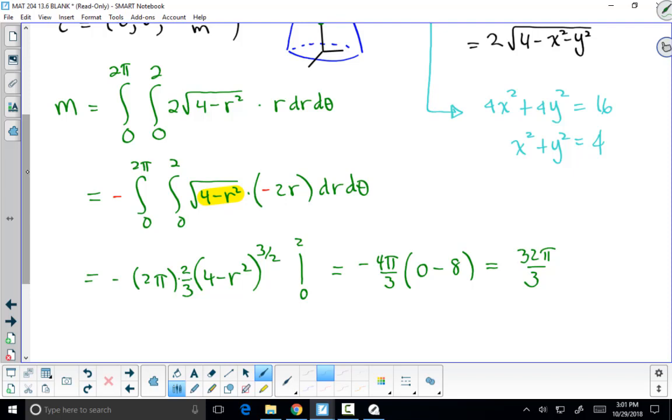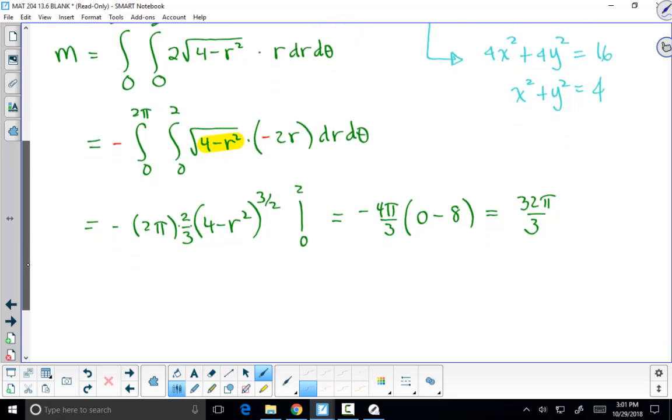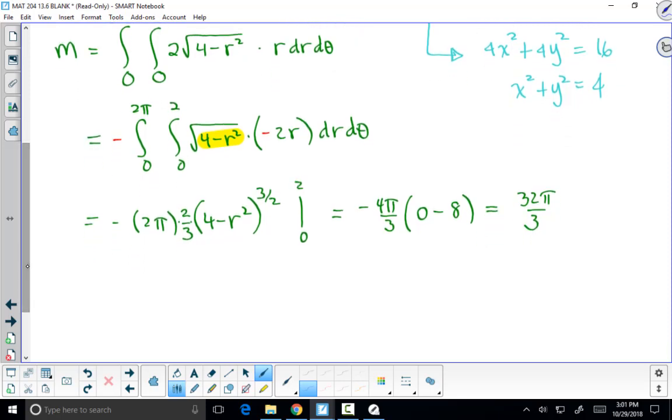Are you just skipping the u sub step? Yeah. Okay, u sub on the fly. We're capable of doing u sub on the fly. It's kind of like the reverse chain rule. It's u sub without u sub. Yeah, every time I try to do it, I end up messing it up. Okay, so that's our mass.